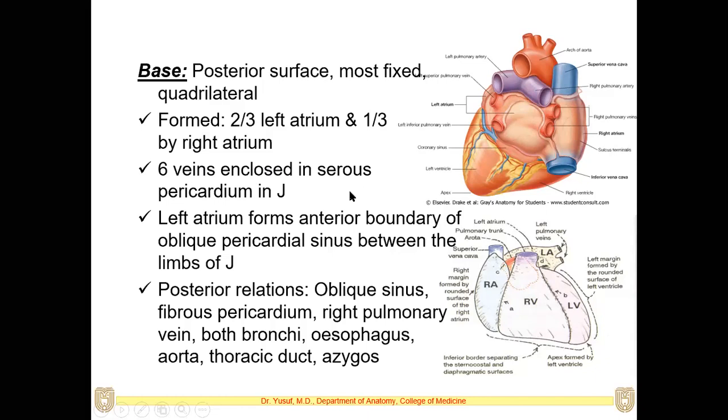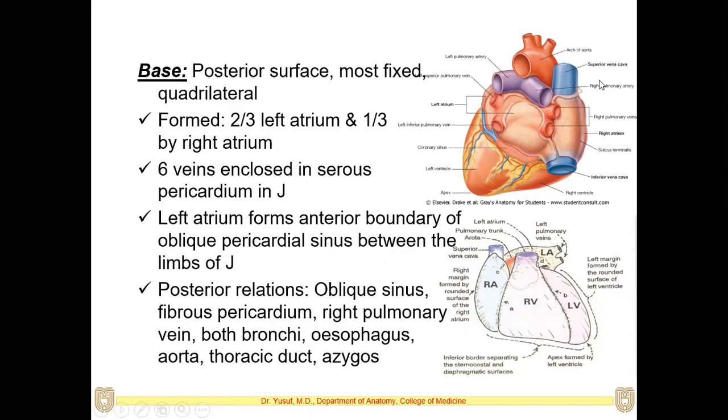And these 6 veins are enclosed in serous pericardium in a J shape, as you have seen. Here will be the J shape oblique sinus. Oblique sinus will be here. So this will be the site for the oblique sinus. The left atrium forms the anterior boundary of the oblique pericardial sinus between the limbs of the J. Posterior relations of this base will be, one is the oblique sinus, because the oblique sinus is behind this left atrium, the base.